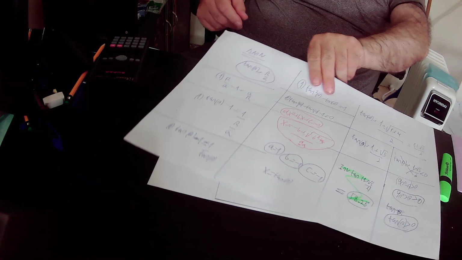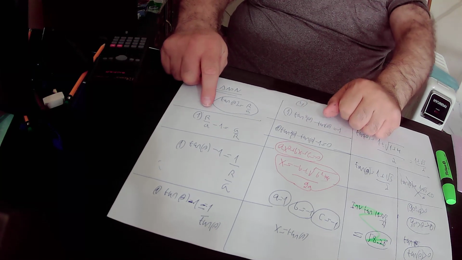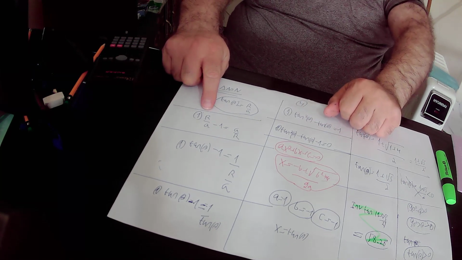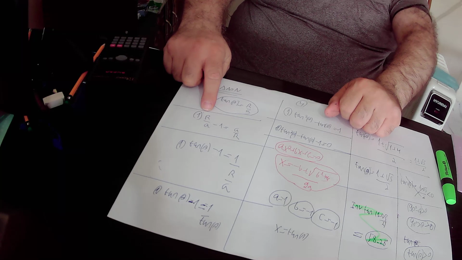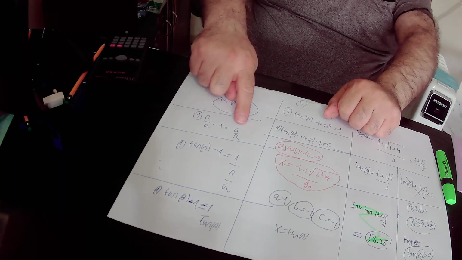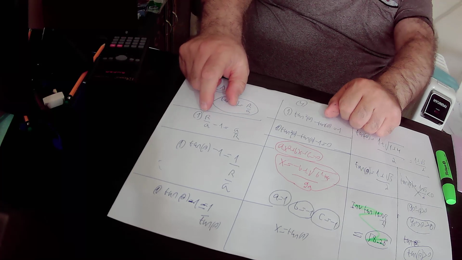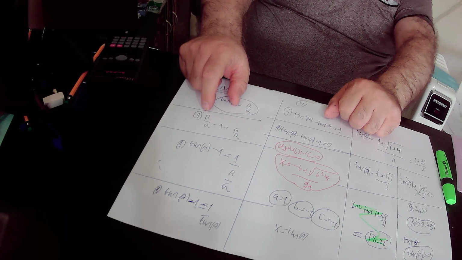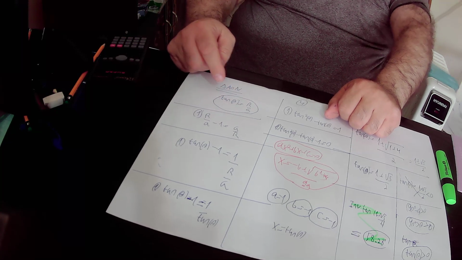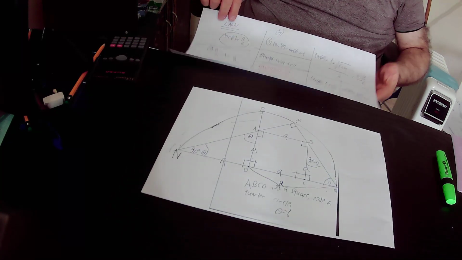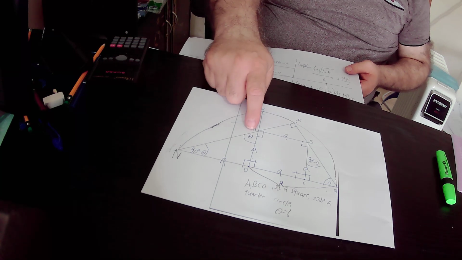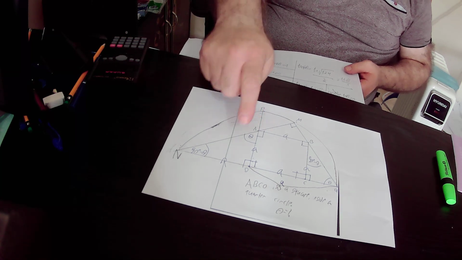Okay, so equation number 1 will be R over A minus 1 equals A over R, because we split the expression (R minus A) over A into two parts. Then we focus on the right triangle AON. In this right triangle, we know that tangent theta equals R over A.